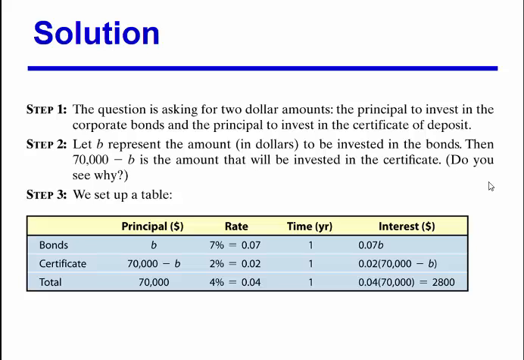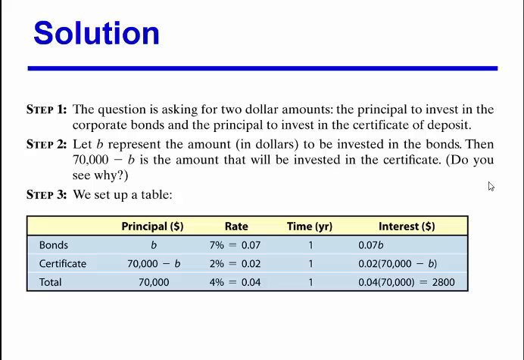So step 1, the question is asking for 2 amounts, the principal to invest in the corporate bonds and the principal to invest in the certificates of deposit. Let B represent the amount of dollars to be invested in bonds. Then 70,000 minus B is the amount that will be invested in the certificate. You see why? And then we're going to set up a table.